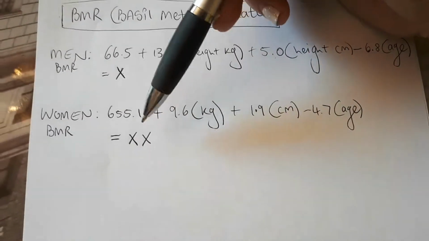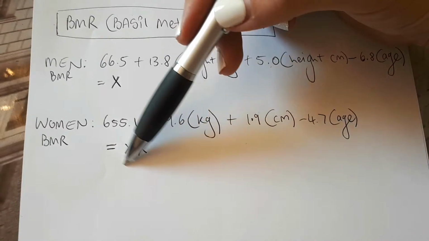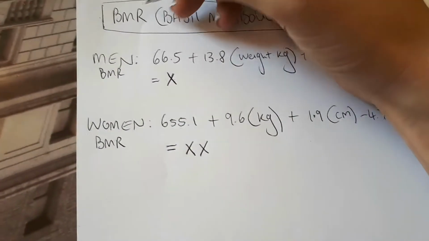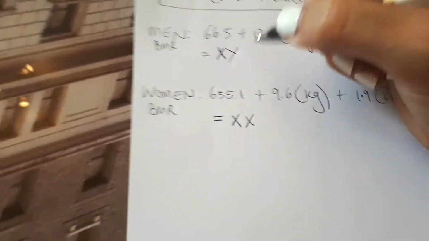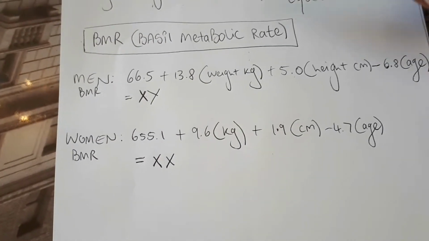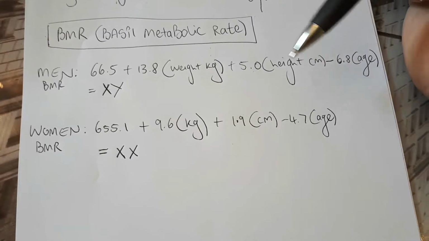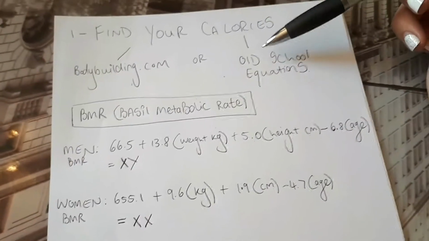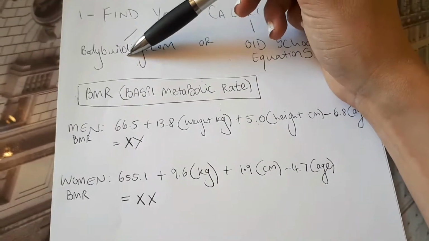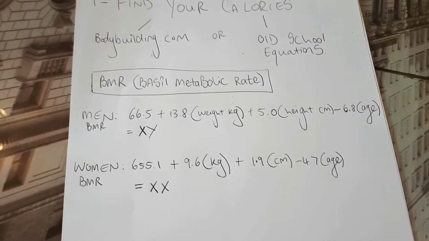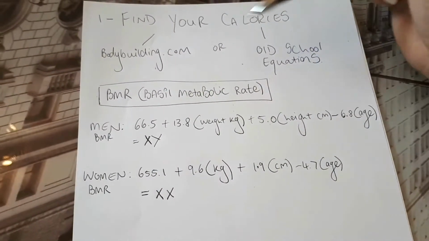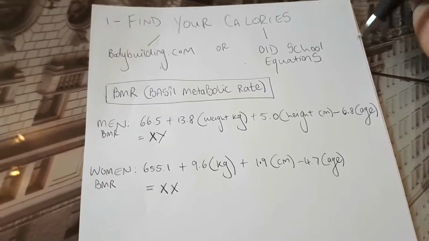I don't know if anyone can pick up on this, but I use XX because we're female and these are our chromosomes. I should have put XY here for men, but that doesn't really matter. So this is how you work out your basal metabolic rate. And out of interest, I compared my basal metabolic rate from the old school equations to bodybuilding.com, and it was very similar, maybe 10 to 20 calories different. So it's your preference, whichever one you want to use.